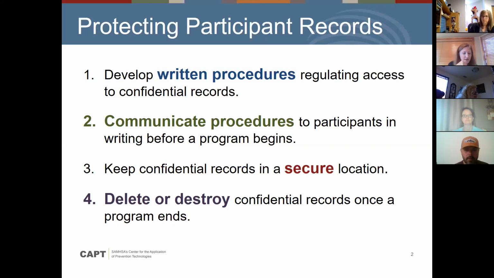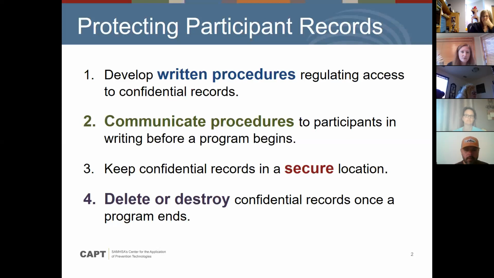You want to make sure that you keep the confidential records in a secure location. So you would want to make sure that they're in a locked filing cabinet or some place where people wouldn't have easy access. Or if you are paperless, make sure that if it's on the computer, it's saved, like for me, on an H drive, and you're not putting it in My Documents on your computer where people could just have easy access to it. You want to make sure it's in a secure location.